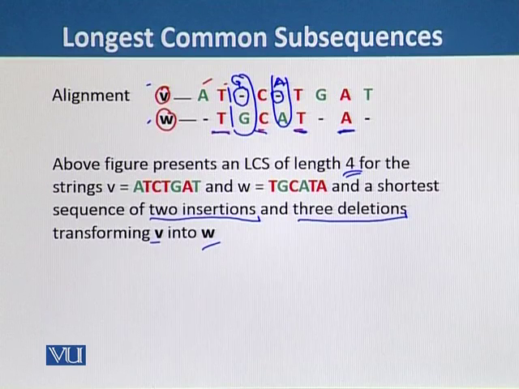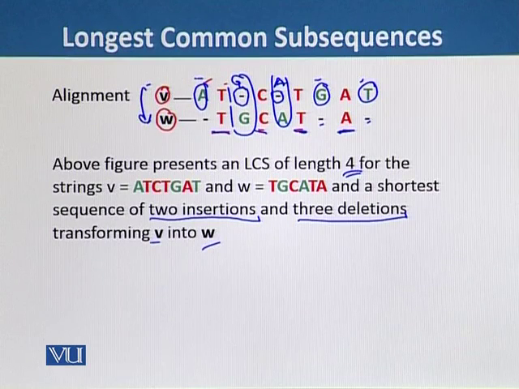And we also need 3 deletions. It means we need to delete G. If we delete G, a space will be created here and it will be aligned. Again, we need to delete T here, the space will be created here and it will be aligned. And the third deletion will be at A, space here and it will be aligned. So for alignment and conversion of V into W, we need 2 insertions and 3 deletions.